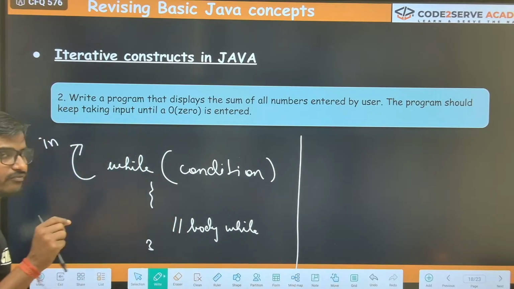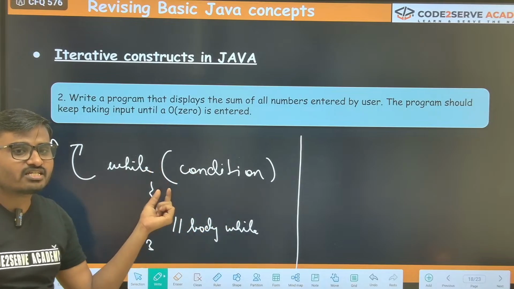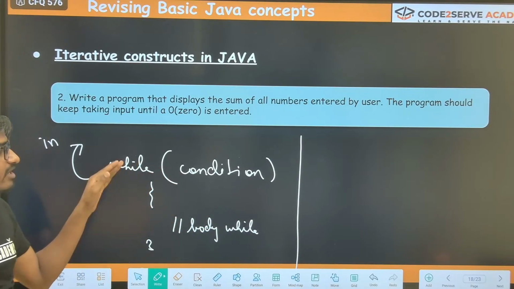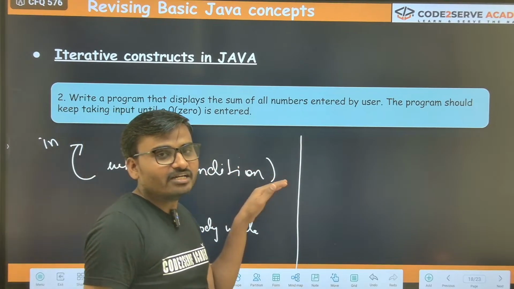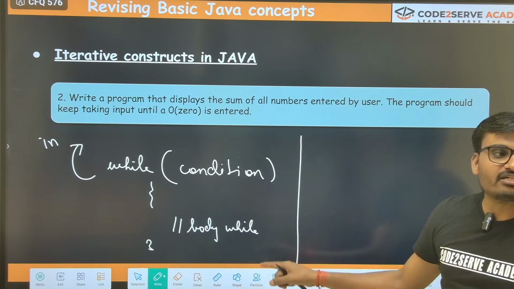In do while, what we do, like in while, first we write the condition. So this is an entry control loop. When we are entering, then we are checking the condition. So this is an entry control loop.